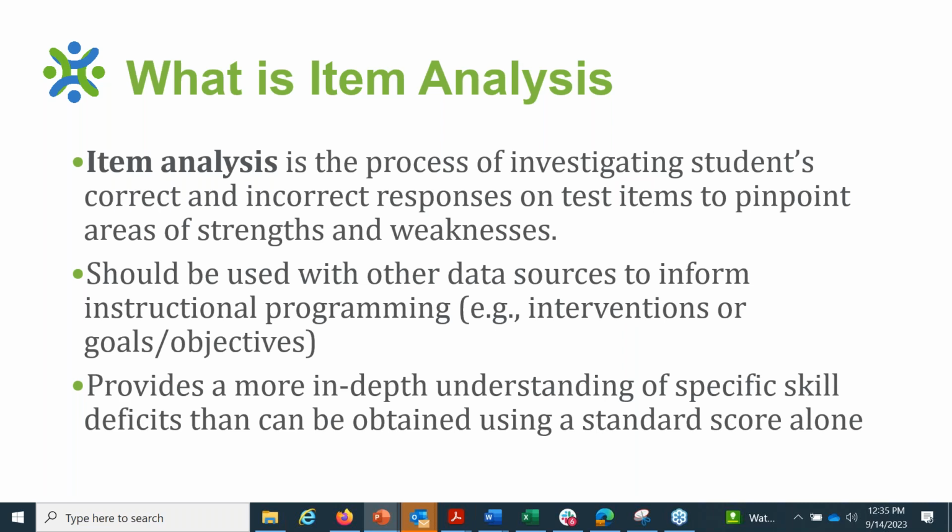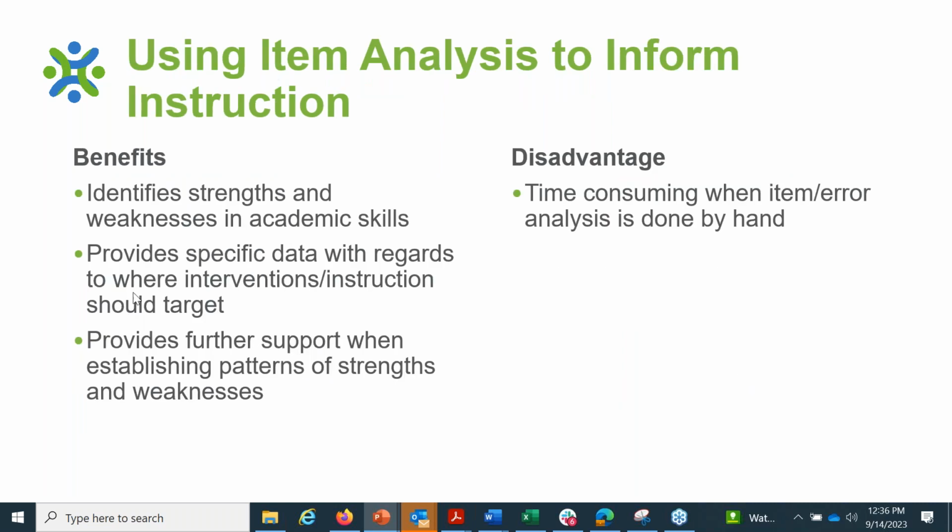eligibility for special education. So by conducting that item analysis, it's going to provide you with a more in-depth understanding of those specific skill deficits than what can be obtained using a standard score alone. So that standard score can tell us where they fall on the normal curve, the RPI tells us where they're functioning, where their proficiency is. And then we need to go deeper: okay, we know their proficiency is low, but where specifically are they struggling? The way to do that is to engage in item analysis.